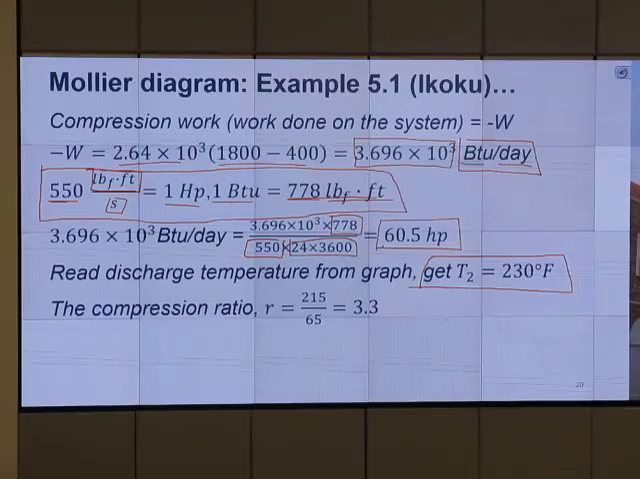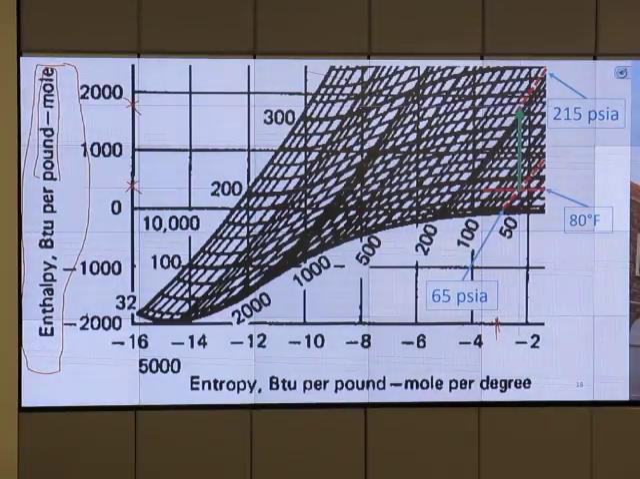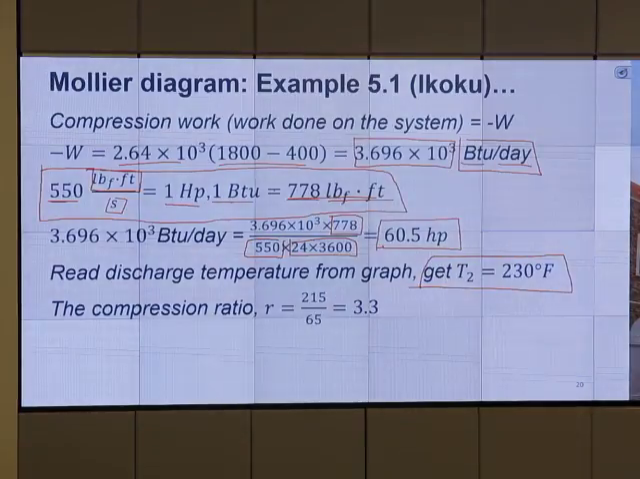Okay? And temperature, how do I get it? I read temperature from the chart. So when I go up and I stop at 215, so that line is 215, I go to the left side and try to find out at that 215 how much is that temperature. I get that much, between 200 and 300. So the example tells me, oh, over there is about 230 Fahrenheit. Okay, that is my temperature. Compression ratio is pressure at the discharge or outlet divided by pressure at the suction or inlet in psia. So 215 divided by 65 equals 3.3.